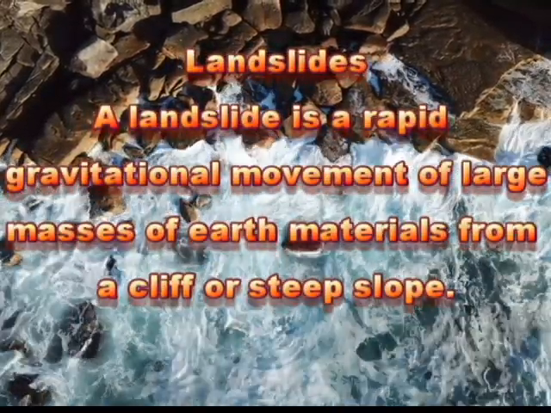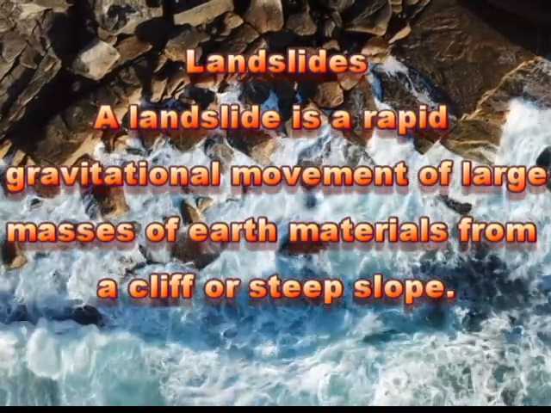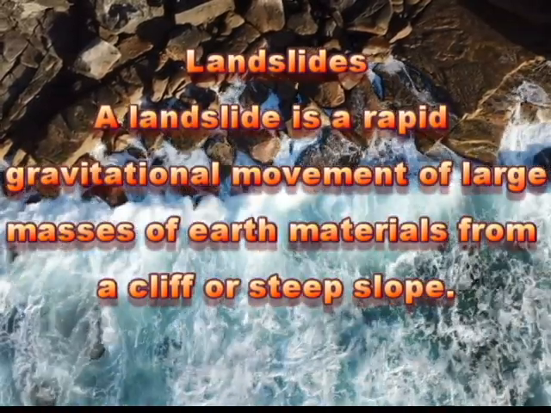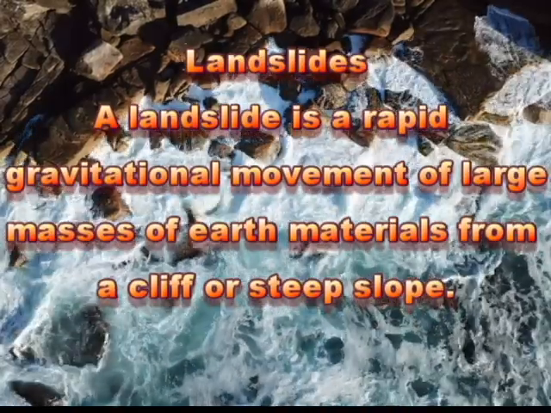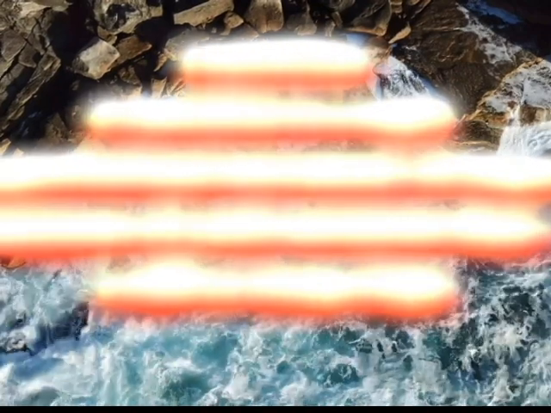Now, the next type of mass movement is what we call landslide, and this is a very rapid movement of large masses of earth materials from a cliff or a steep slope. Again, water has to be involved, and as you can see, it happens along a slope. Let us see how this actually takes place.